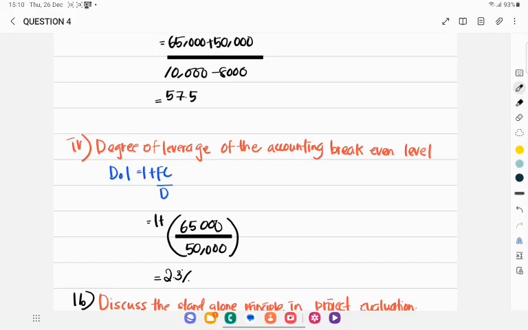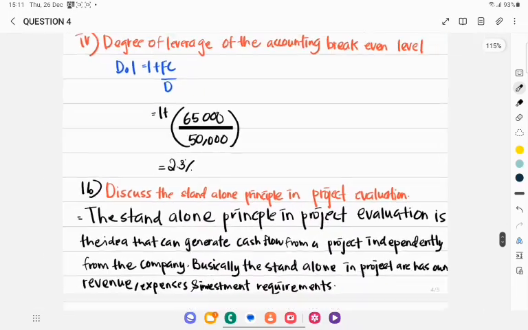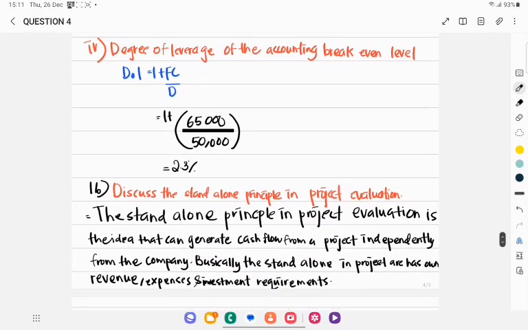So for the formula, degree of leverage is 1 plus fixed cost divided by operating cash flow. So we got 1 plus 65,000 divided by 100,000. So the answer is 2.3%. Next, we move to the next question, which is 1B.